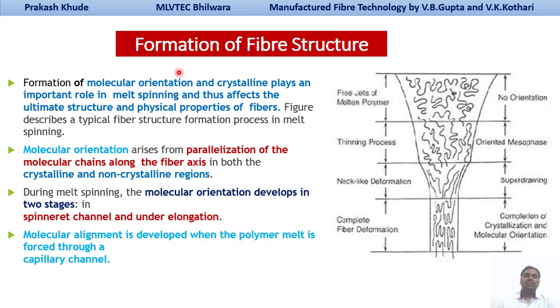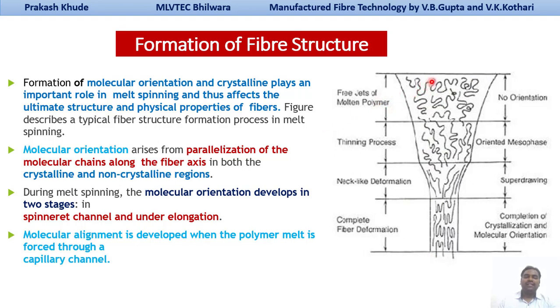Now we'll see how the fiber structure is formed when the polymer is extruded through a capillary or the spinneret. Initially, if you see here, this is the stage where there is no orientation in the filament, just after the polymeric fluid comes out of the spinneret. Here we can see the polymeric chains are not oriented in the direction of the fiber. So they are free jets of molten polymer.